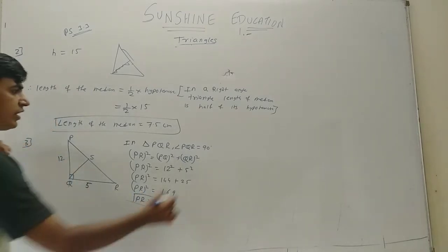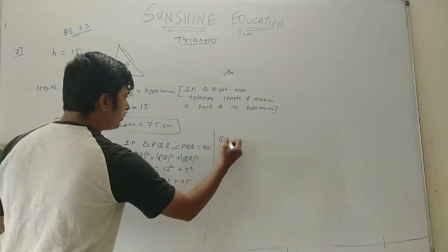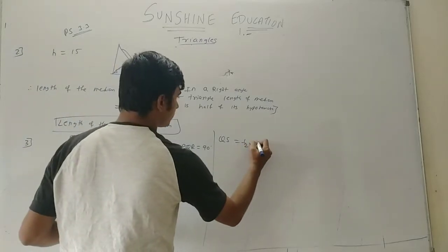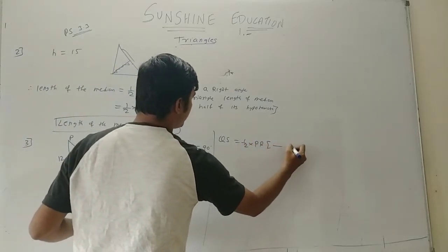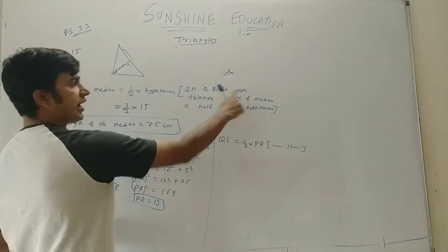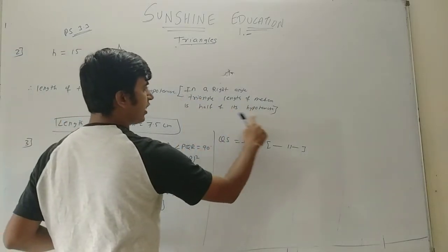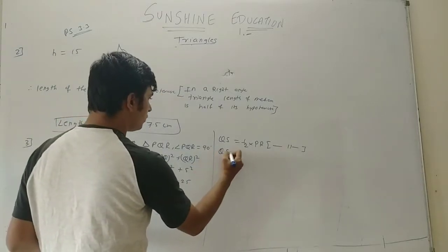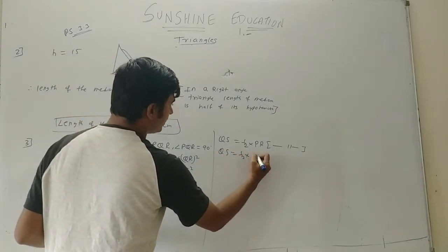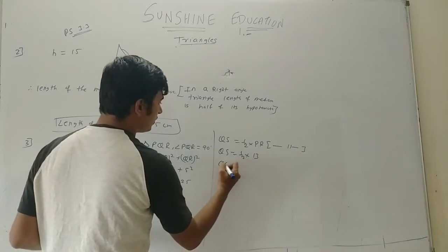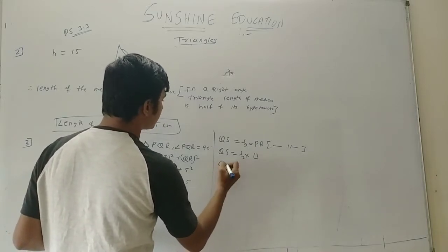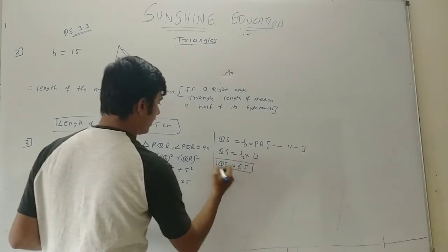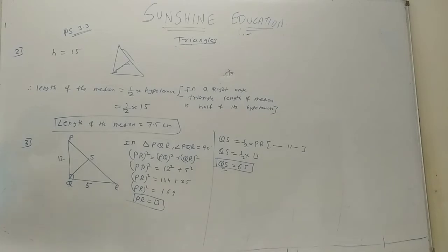Now I can find the length of QS, that is QS is the half of PR. You can just copy this reason. In a right angle triangle, length of the median is a half of the hypotenuse. As it is, copy paste. QS is the half of 13. And what is the half of 13? You know that half of 12 is 6. Half of 13 is 6.5. Okay, so this was the third question from your textbook.